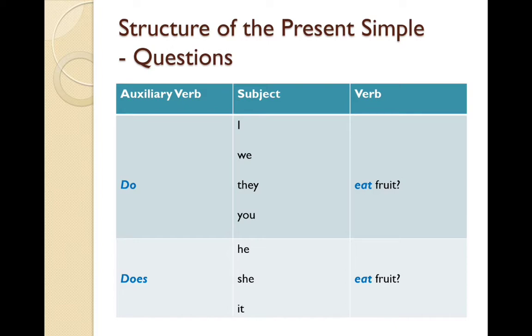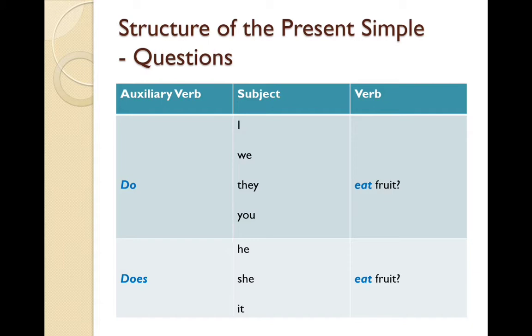We also use the auxiliary verb do for questions. Do I eat fruit? Do we eat fruit? Do they eat fruit? Do you eat fruit? Does he eat fruit? Does she eat fruit? Does it eat fruit?